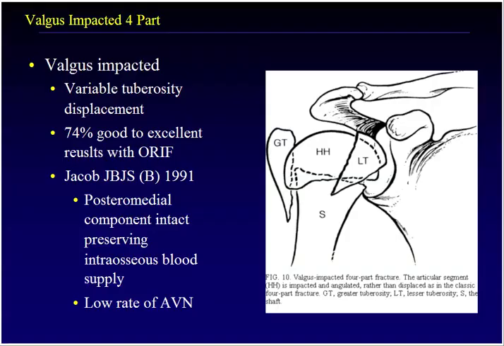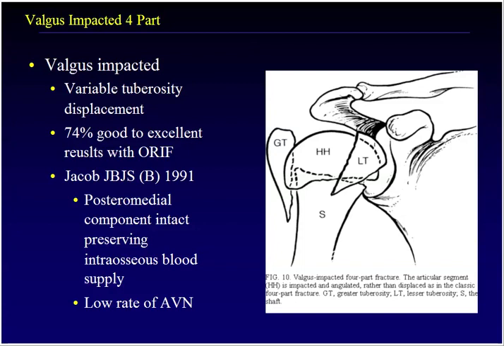What about the valgus impacted four-part proximal humerus fracture? That's a kind of a unique injury. You'll have variable tuberosity displacement, and these do typically have good to excellent results with ORIF in the 75% range, so 3 out of 4 of them. What you have with these fractures is basically an impaction injury, where the humeral head is rotated about 90 degrees into valgus because of the impaction of the shaft and the subsequent split of the tuberosities.